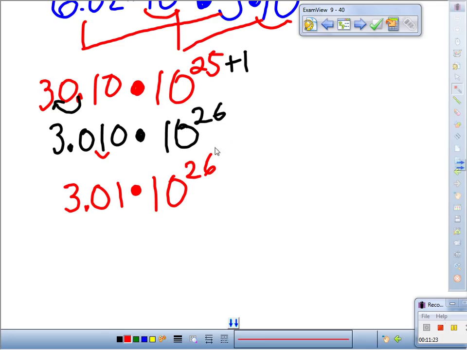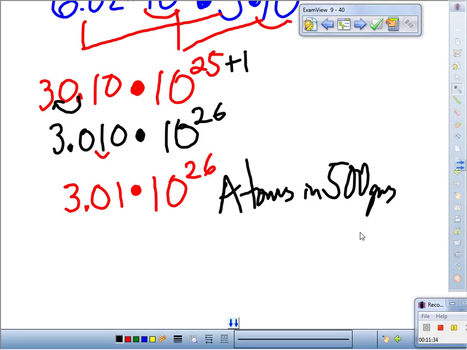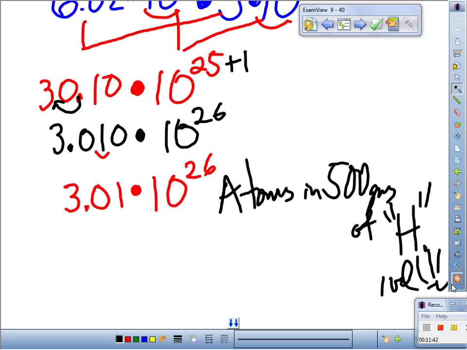Some of you in the last part gave me this. What did you forget to write? Atoms in 500 grams of hydrogen. What is the atomic symbol? H. Thank you. You guys know your atomic symbols, yeah? Hydrogen, helium, lithium, beryllium, boron, carbon, nitrogen, oxygen, fluoride, neon. You know.